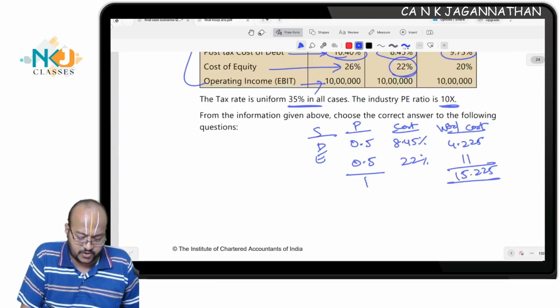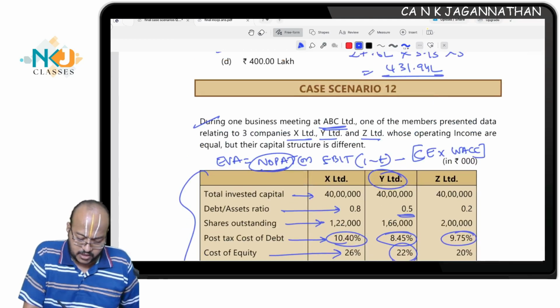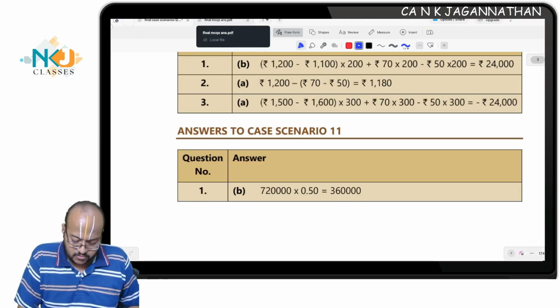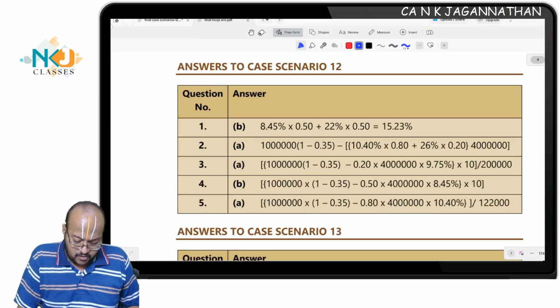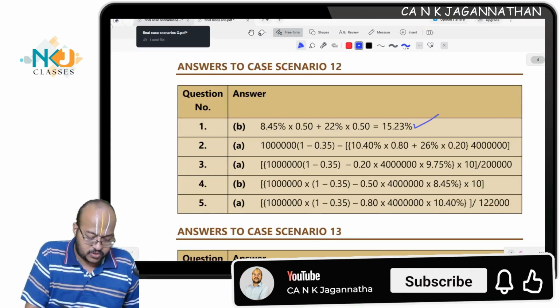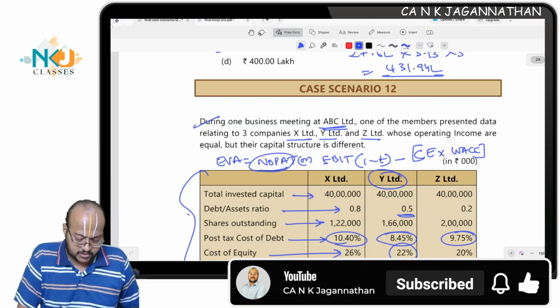Let's just verify. Case scenario number 12. Yes, 15.23, rounded off to 15.23. Next.